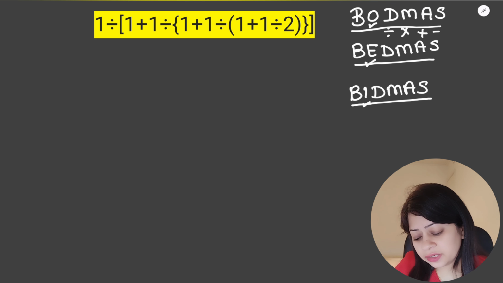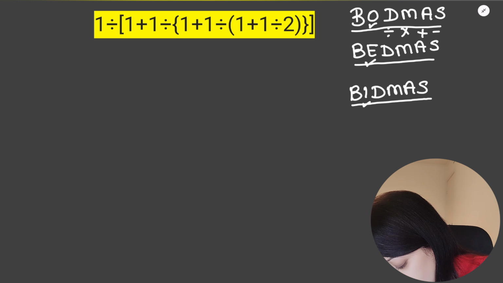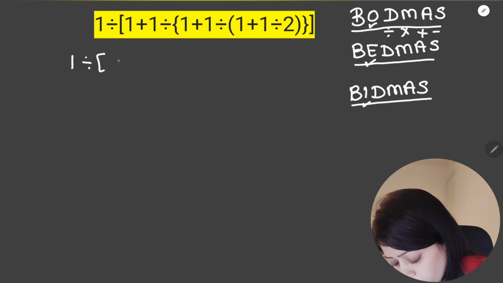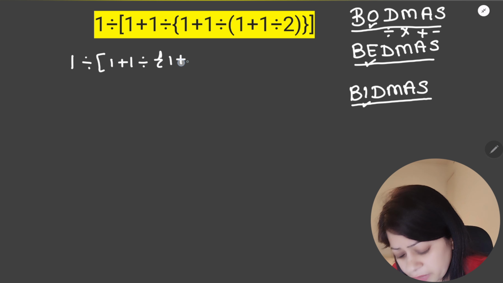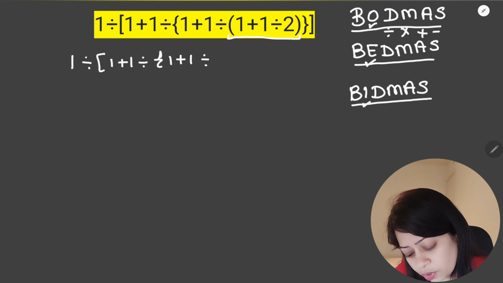If we see here, we will start with the small bracket. So we have 1 divided by the capital bracket. I will write as it is. So 1 plus 1 divided by the middle bracket, 1 plus 1 divided by. Now I will solve this bracket first. So what is this?